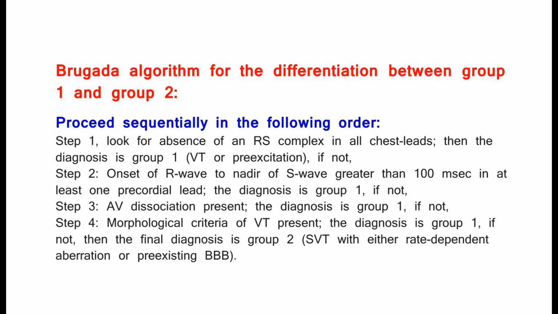Brugada algorithm for the differentiation between Group 1 and Group 2. Proceed sequentially in the following order. Step 1. Look for absence of an Rs complex in all chest leads; then the diagnosis is Group 1, VT or pre-excitation. If not, Step 2. Onset of R wave to nadir of S wave greater than 100 milliseconds in at least one precordial lead: the diagnosis is Group 1. If not, Step 3. AV dissociation present: the diagnosis is Group 1. If not, Step 4. Morphological criteria of VT present: the diagnosis is Group 1. If not, then the final diagnosis is Group 2, SVT with either rate-dependent aberration or pre-existing BBB.